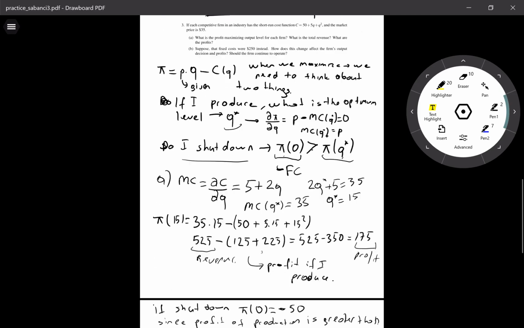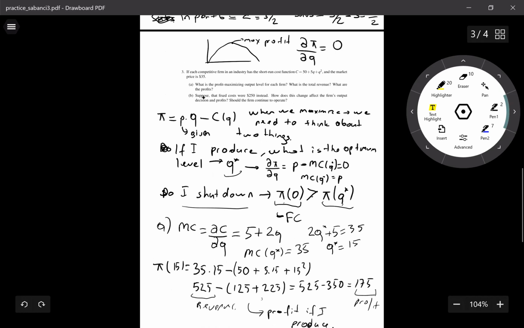In part B, suppose the fixed costs were 250 instead of 50. Then how does this change the firm's output decision and profits, and should the firm continue to operate? So what will be your answer for this? Let me first ask step by step.